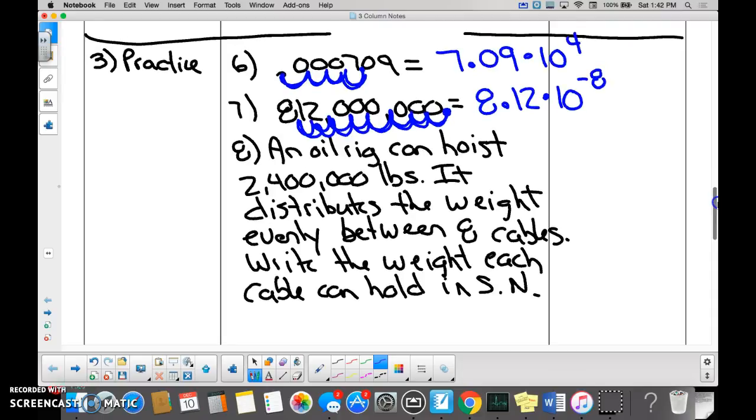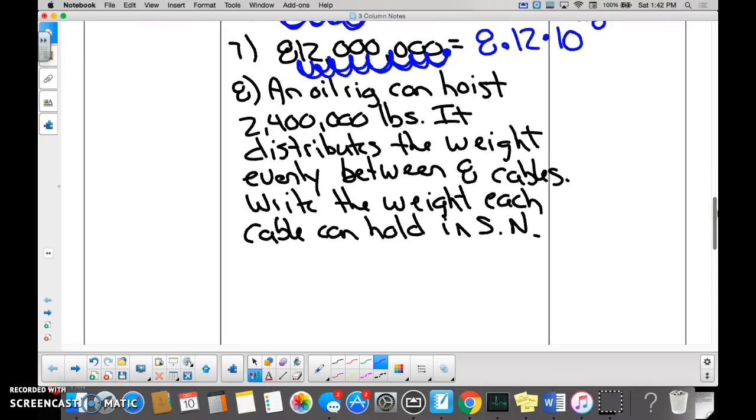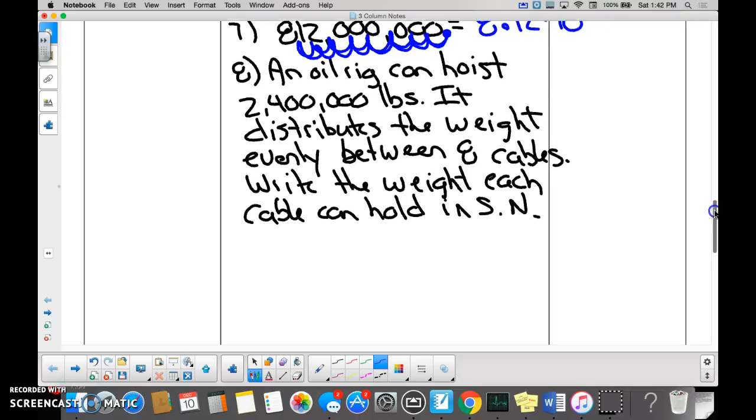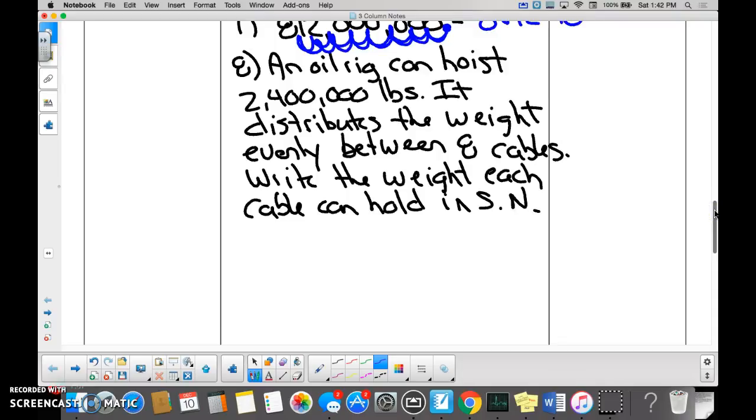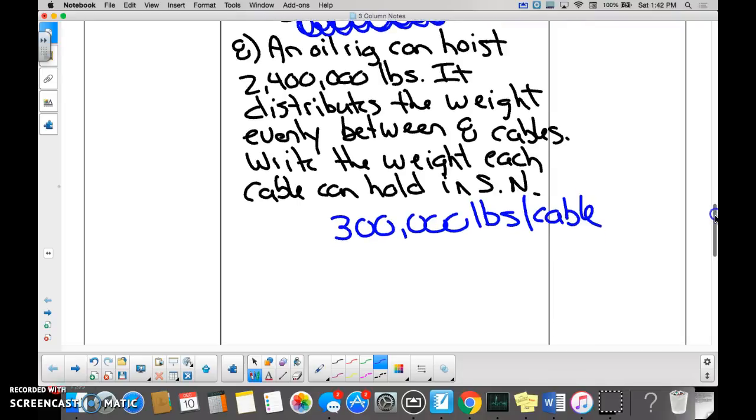Last one: an oil rig can hoist 2,400,000 pounds. It distributes the weight evenly between 8 cables. Write the weight each cable can hold in scientific notation. First of all, we have to figure out the weight in standard notation. 2,400,000 divided by 8 should be mental math for you. So we're getting 300,000 pounds per cable. That's not what the question asked, though. It asked you to express that weight in scientific notation.